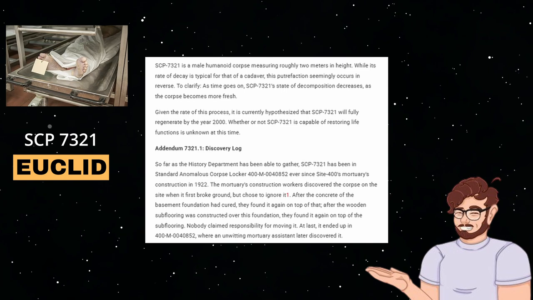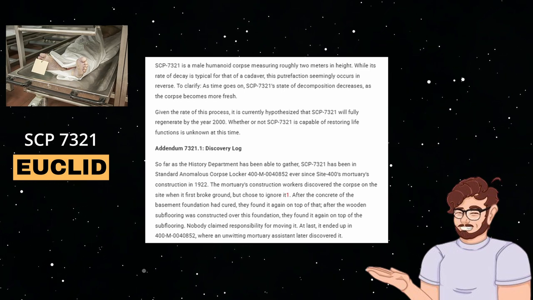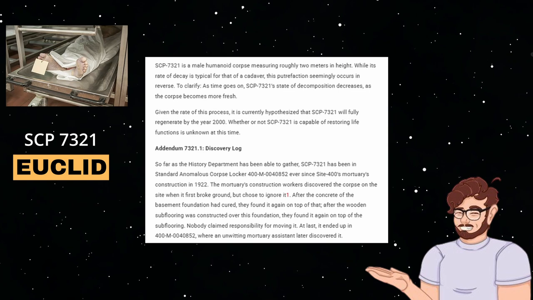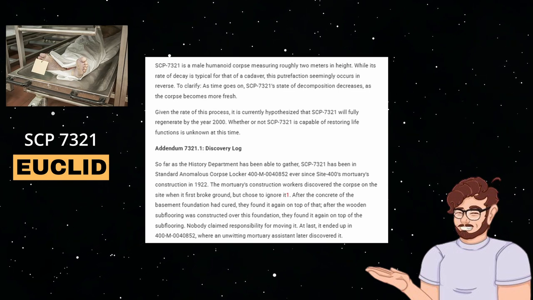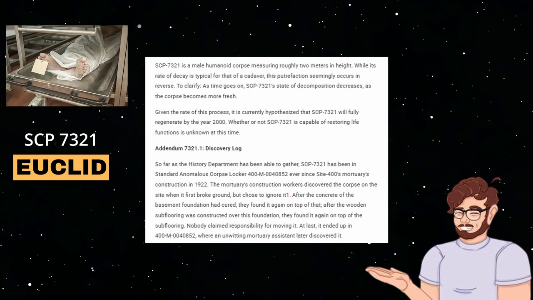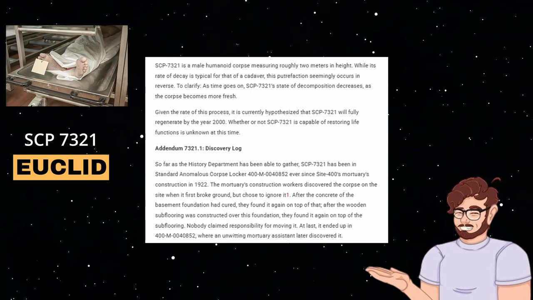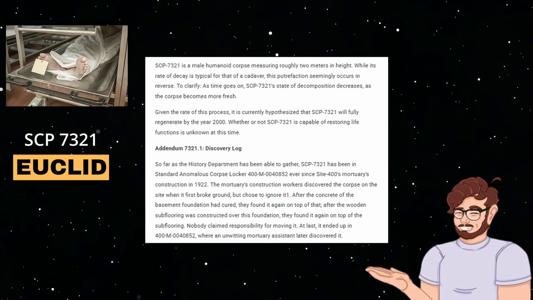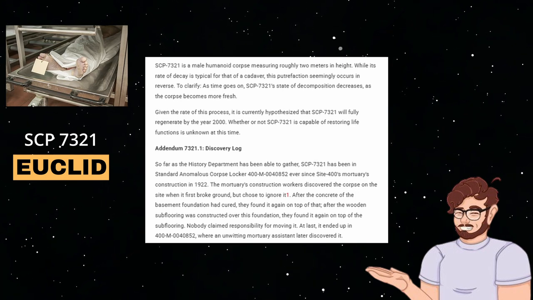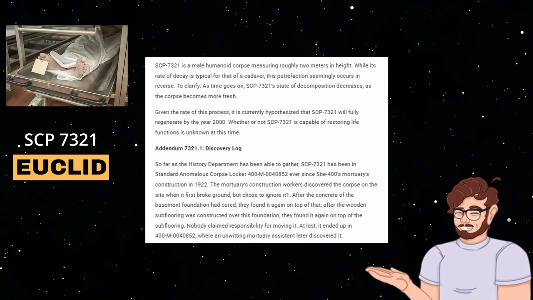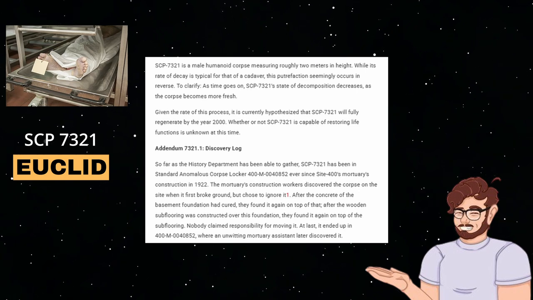SCP-7321 is a male humanoid corpse measuring roughly 2 meters in height. While its rate of decay is typical for that of a cadaver, this putrefaction seemingly occurs in reverse. To clarify, as time goes on, 7321's state of decomposition decreases, as the corpse becomes more fresh. Given the rate of this process, it is currently hypothesized that 7321 will fully regenerate by the year 2000. Whether or not 7321 is capable of restoring life functions is unknown at this time.